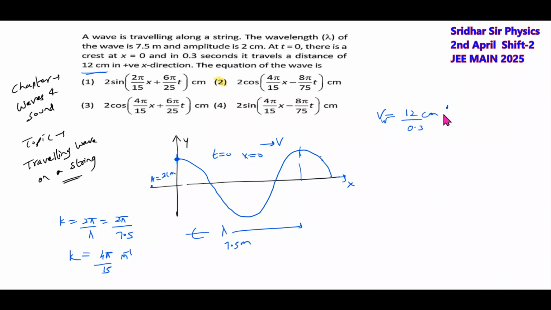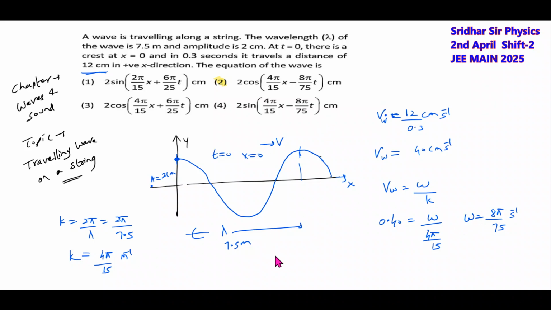This in centimeter per second, or 40. This will be the expression for wave speed, 40 centimeter per second. We'll calculate the omega. Wave speed is defined as omega by k. Wave speed is 40. Omega we don't know. The k value is 4 pi by 15. So this will become 0.4. Solving this, we'll get omega as 8 pi by 75 per second.